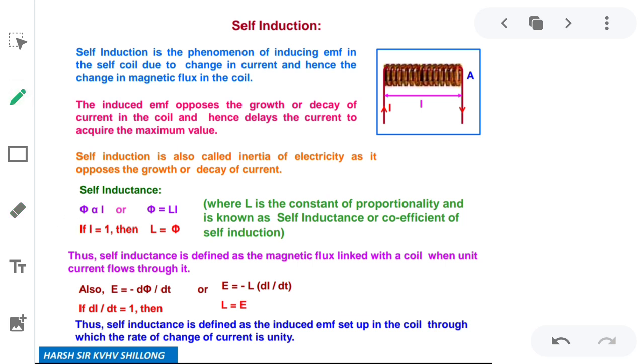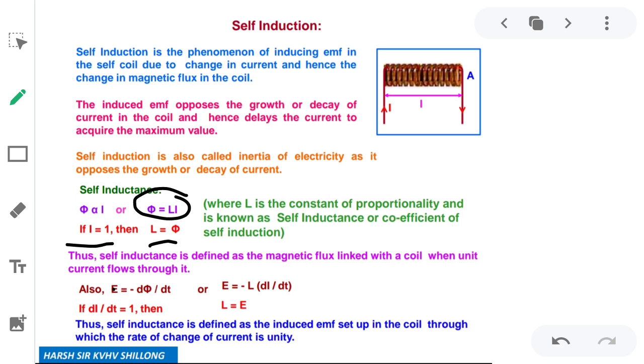a simple thing to remember: defining constants in physics is very, very easy. The simple thing is to take all the possible parameters, quantities which you can choose as a unit value. Like your current can be taken as 1 ampere, then L equals phi. So what is the definition of the coefficient of self-inductance?